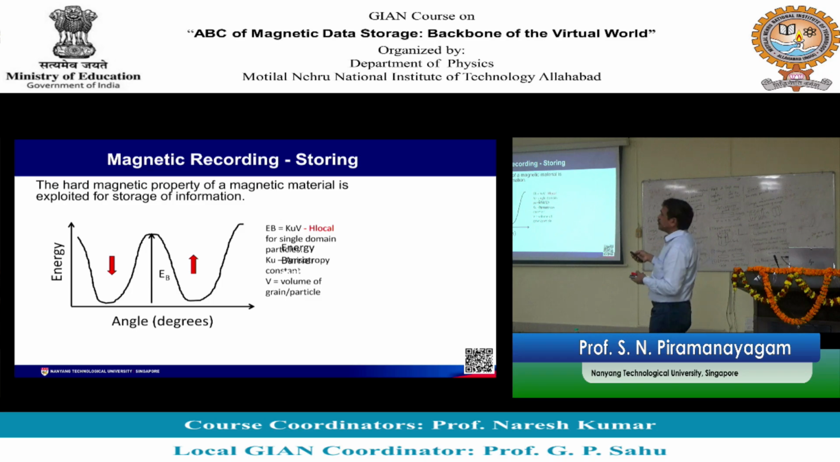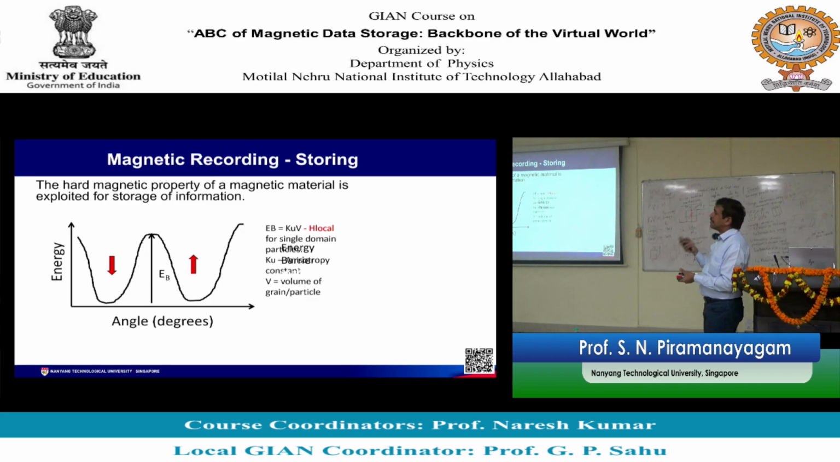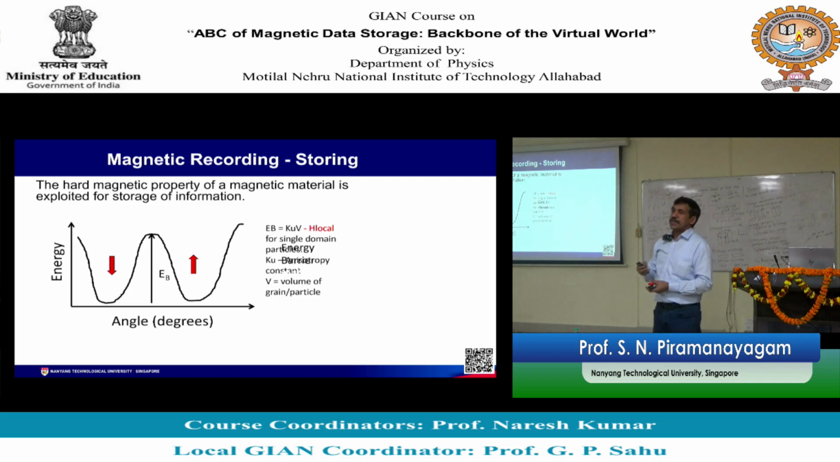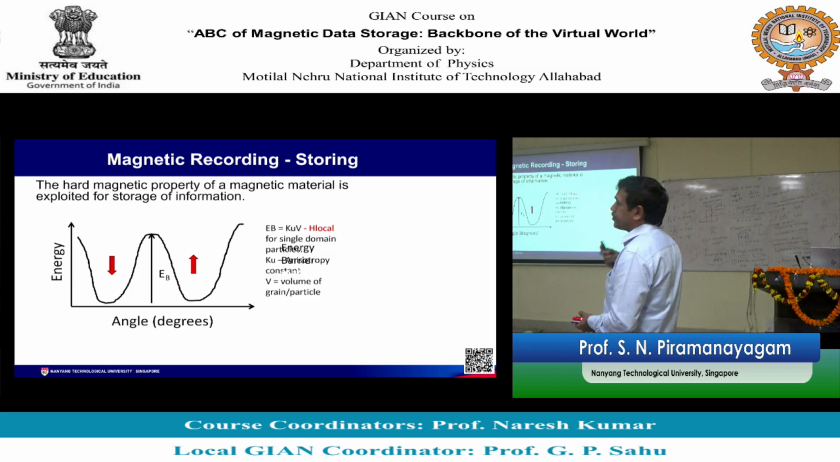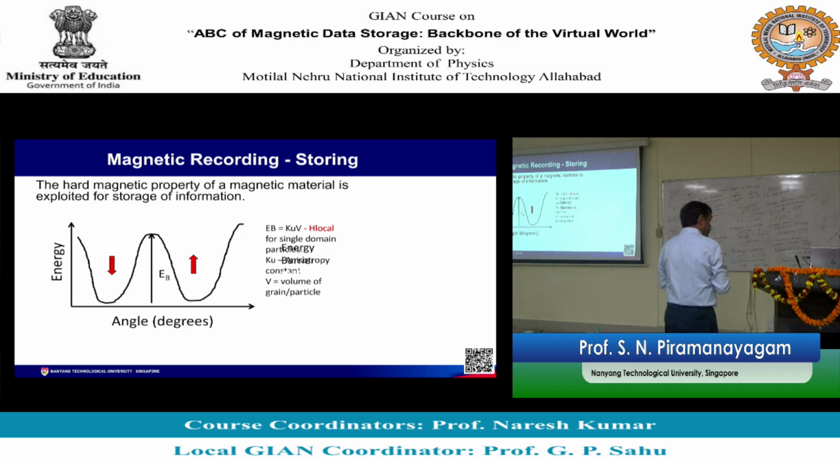Okay, so, this energy barrier is the one that helps to retain the information. So, once we write information on the hard disk drive, the hard disk drive has to store the information, right. So, this energy barrier is the one that helps to retain the information. So, the energy barrier is all related to the coercivity.